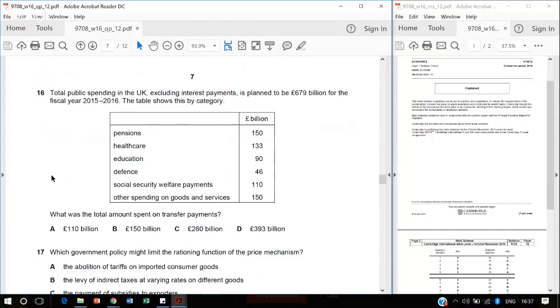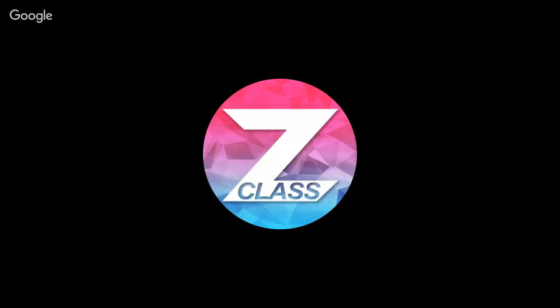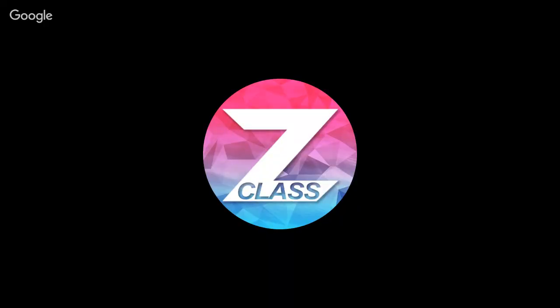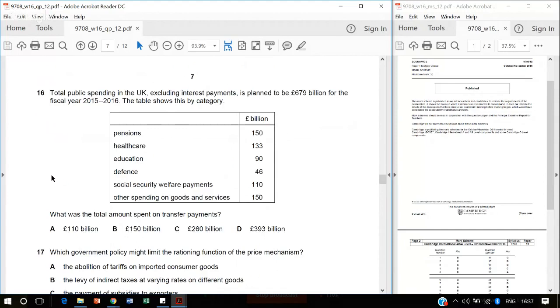So if you want to really generalize, there's two types of government spending, right? Either you can spend on building new hospitals and new roads, or you can just give people money, right? You don't get any goods or services in exchange. Yeah, exactly. It's just you're moving money from one person to the other, not in exchange for goods and services. Absolutely, well explained. So what was the total amount spent on transfer payments? I said C because of pensions and social security welfare payments. Okay, so you didn't include education. I did not.